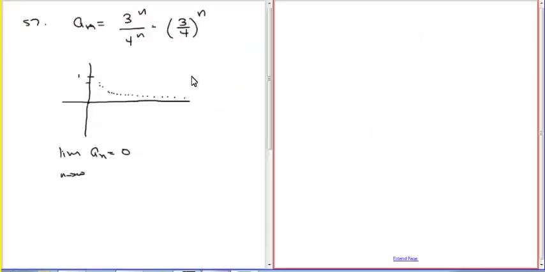I was just thinking about if you had a function, would you be able to use anything we've learned up to this point? I don't think so.